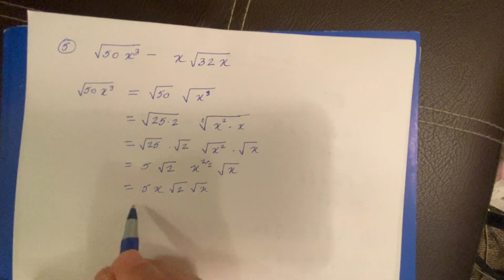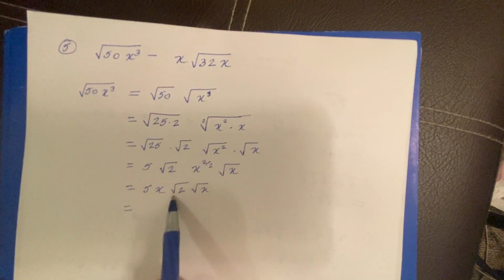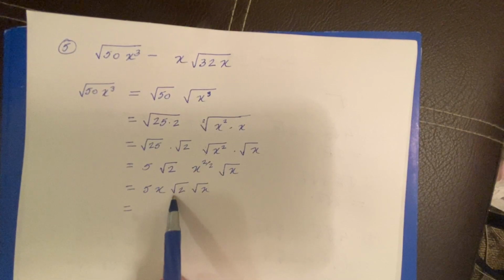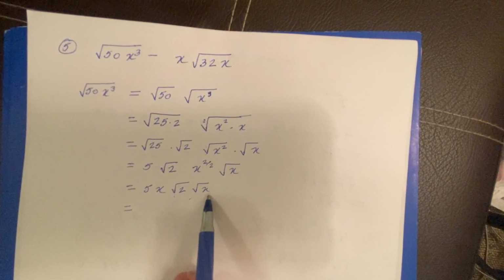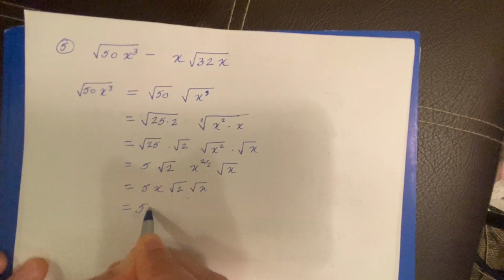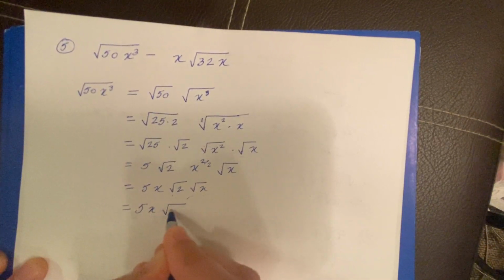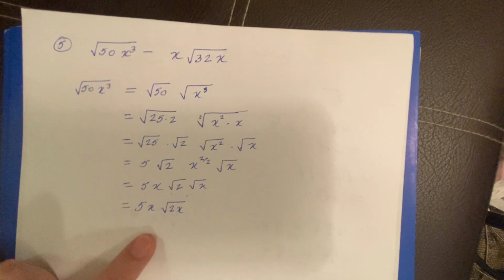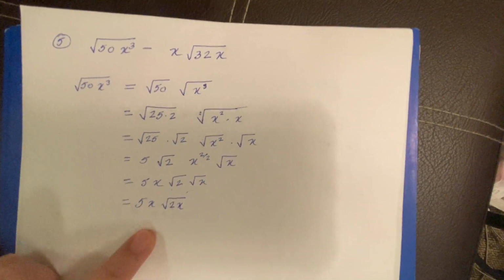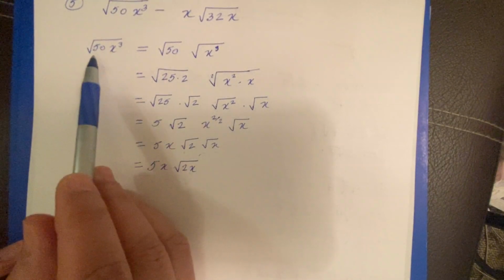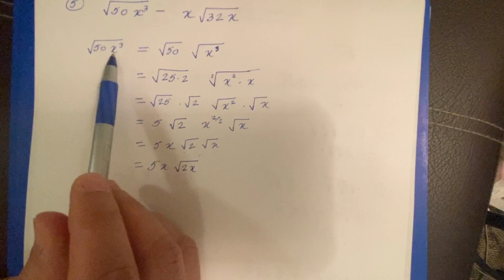Now since this one has the square root, and this one has the square root, we can combine these again to a single square root. So 5x times square root of 2x. All right, so that's what we get from the square root of 50 times x to the power 3.